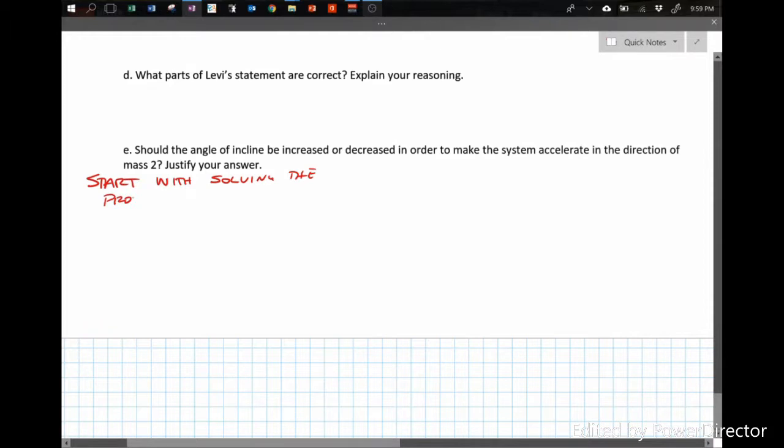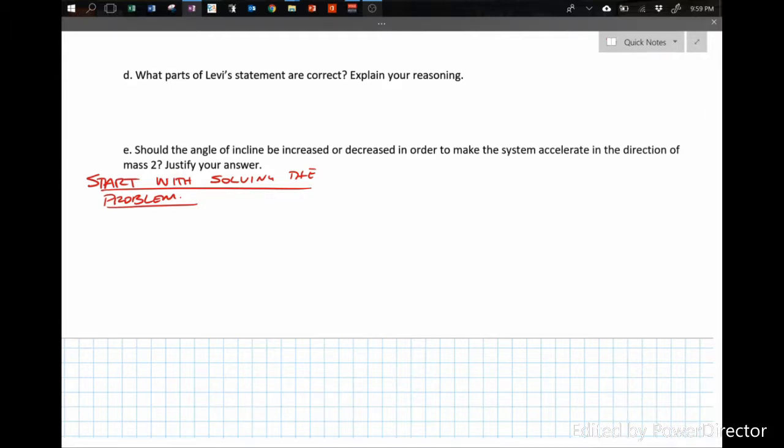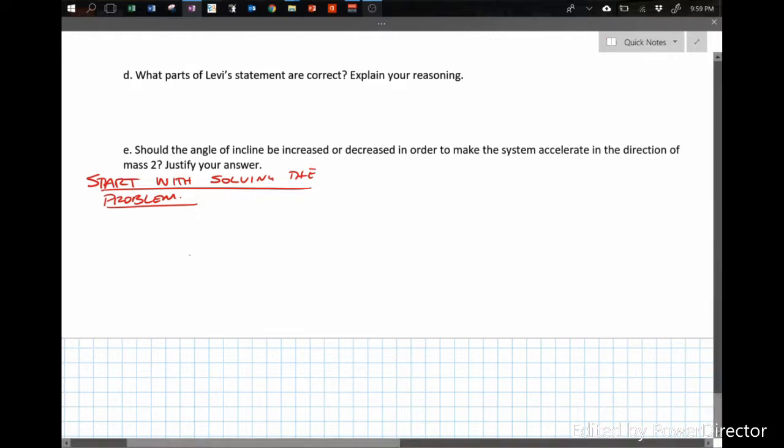Start with solving the problem. And that's down here in part E, not even breaking apart their statements yet. So we're not even going to deal with that. So to break down this problem, we have two masses tied together and there's friction. Let's draw all our forces.